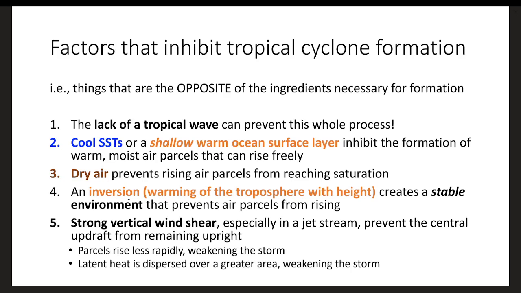5, strong vertical wind shear, especially in a jet stream. They can prevent the central updraft from remaining upright. So, parcels rise less rapidly and they weaken the storm, and latent heat is dispersed over a greater area, weakening the storm.